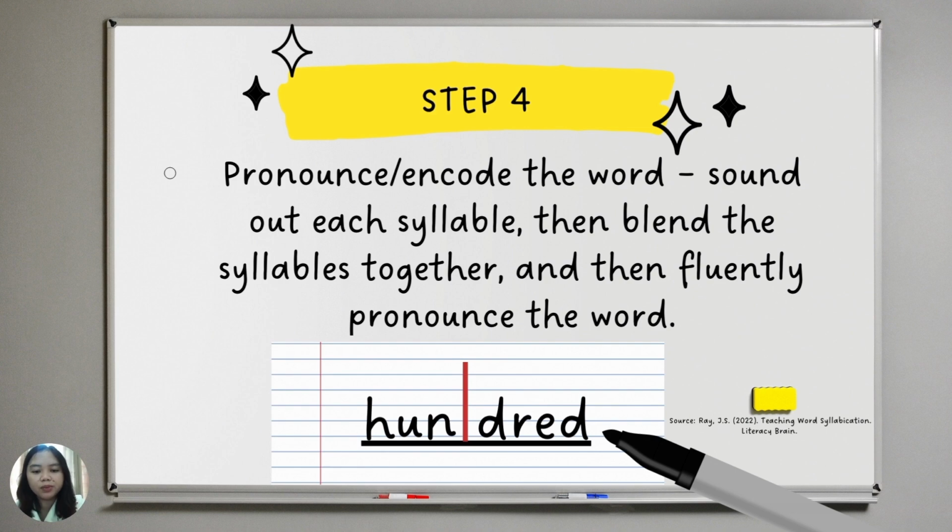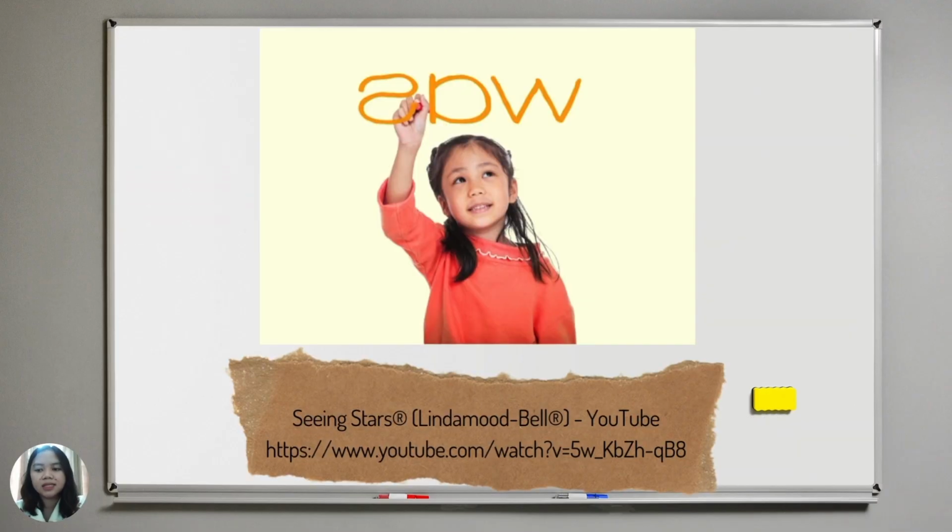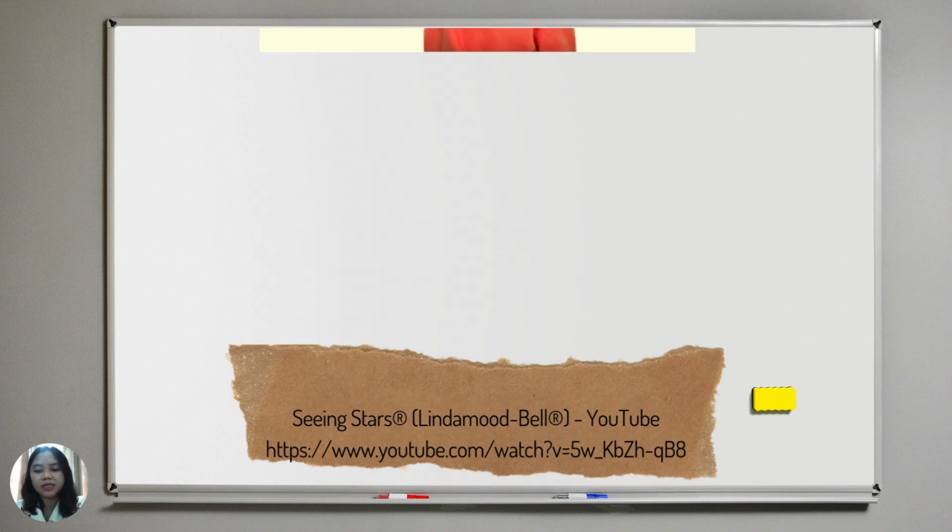Step 4. Pronounce and encode the word or sound. Sound out each syllable, then blend the syllables together and then fluently pronounce the word 100. In the Sing Stars video link below, teacher Andrea Hunter emphasizes that when we image the sounds, say them, and write them, it strengthens the part of the brain that holds images, which helps with better reading and writing.